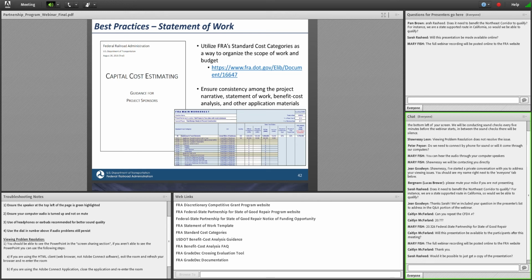Also, please ensure consistency among the project narrative, the statement of work, the benefit cost analysis, and any other materials you may submit. There's been more than one occasion where we get significantly different information about your project in each one of those application requirements. It's really important that we have a consistent story throughout all of your materials.